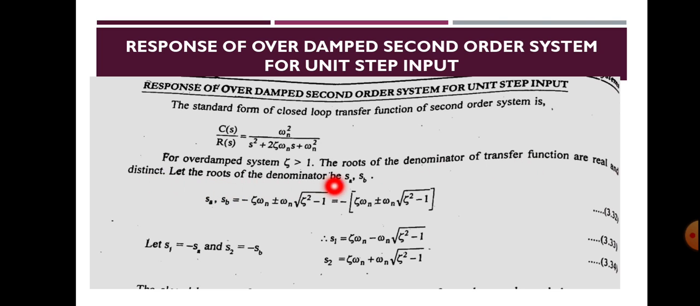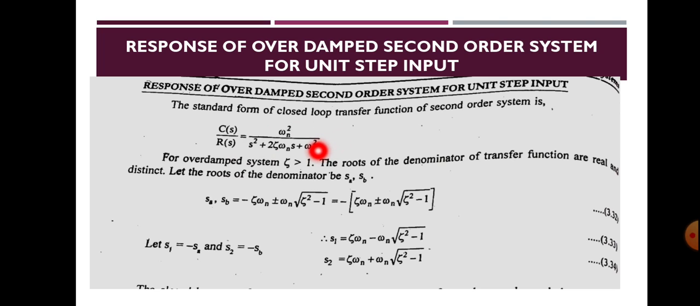Let the roots of the denominator be SA and SB. We can write SA and SB equal to minus delta omega n plus or minus omega n into square root of delta square minus 1. You know that these roots are obtained by taking the characteristic equation, that is s square plus 2 delta omega n s plus omega n square equal to 0. That is the characteristic equation, and we can find the solution of that characteristic equation.